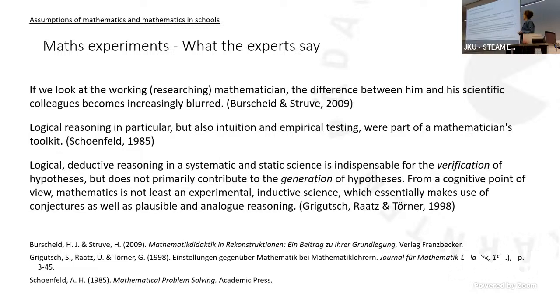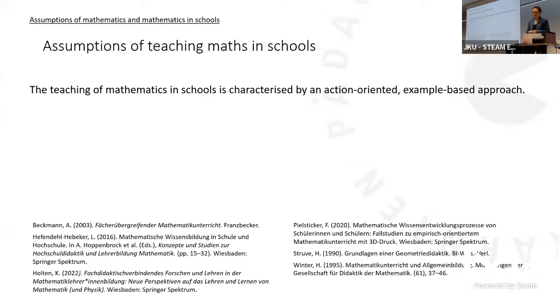So here we can see the difference between mathematics as a static science and doing mathematics as a process. It's different, and doing mathematics is close to the natural science. And when we look at school books in Germany and as well in Austria, you can see that teaching mathematics is characterized by an action-oriented and example-based approach.